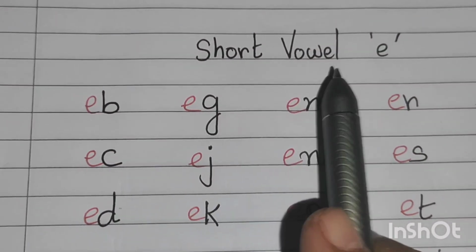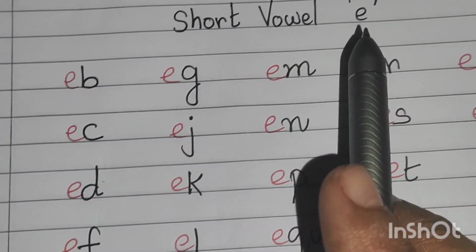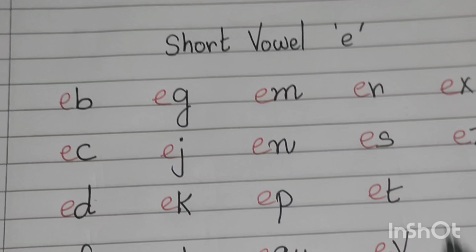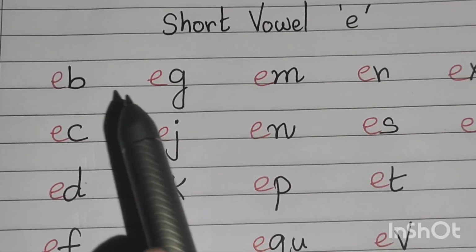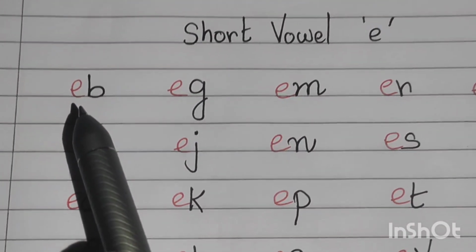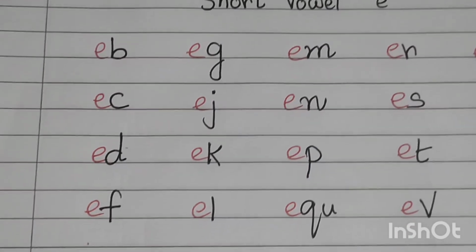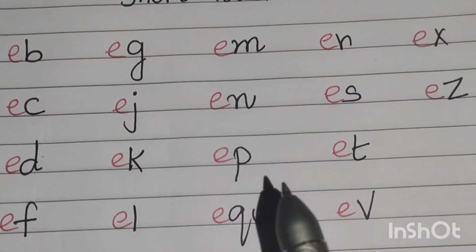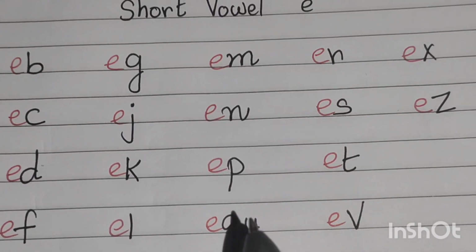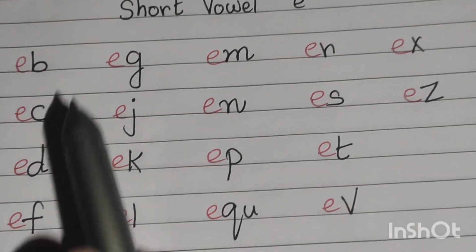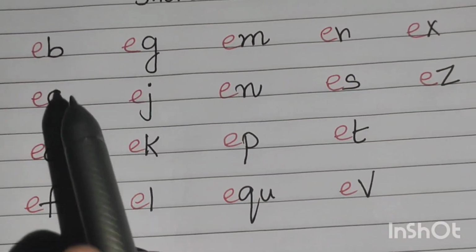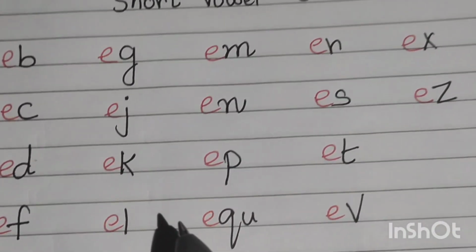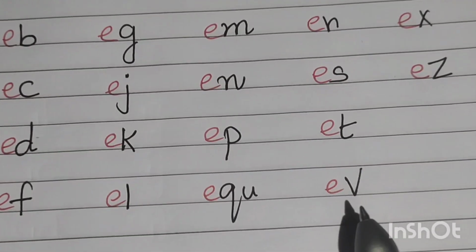Next comes the short vowel E. When the vowel letter E becomes short, when it follows the consonant letters, it becomes short. The short vowel sound for E is "e". Get thorough with this list. This list will be very useful for reading words. This set of sounds, we use it in the beginning of a syllable or at the end of a syllable.